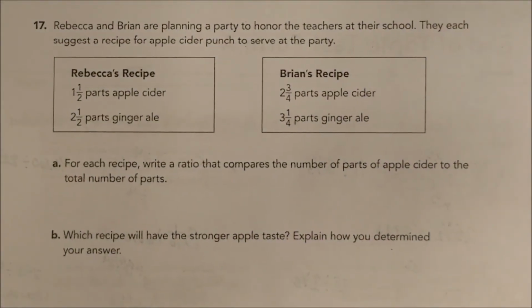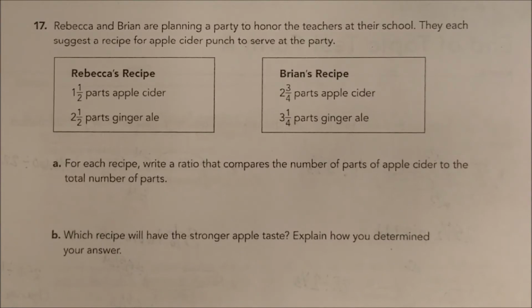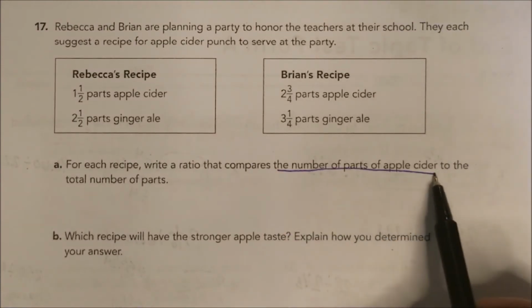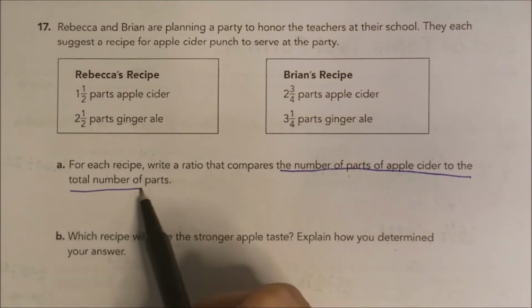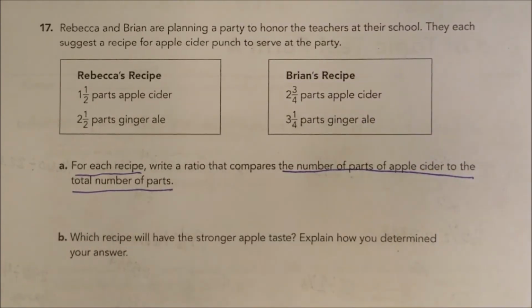Okay, number 17. Rebecca and Brian are planning a party to honor the teachers at their school. They each suggest a recipe for apple cider punch to serve at the party. A. For each recipe, write a ratio that compares the number of parts of apple cider to the total number of parts. And we need to do it for each recipe.